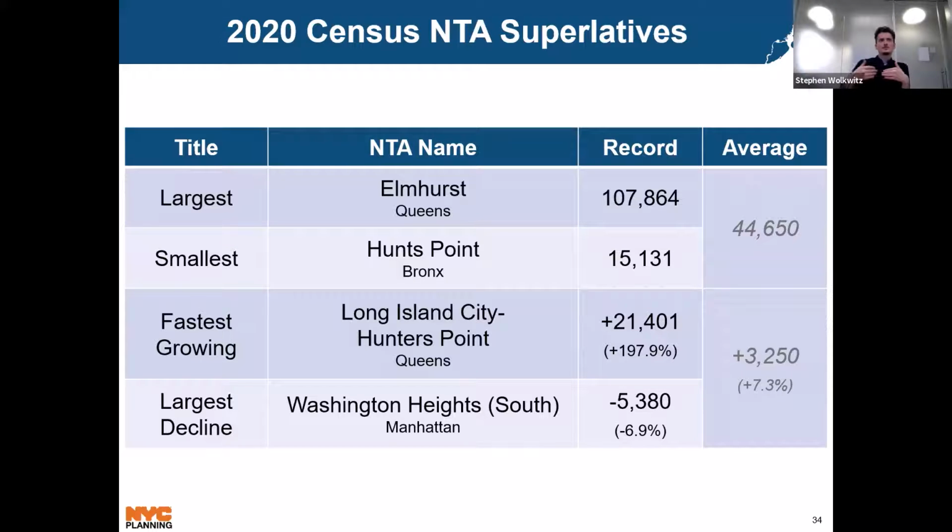And now as far as the fastest growing NTA, I mentioned it previously, Long Island City, Hunters Point, which nearly tripled in size, adding over 21,000 people. That compares with the average population increase for NTAs, which was a little over 7%, or 3,000 people. The largest decline for an NTA was Washington Heights South, the southern section of Washington Heights, which lost over 5,000 people, or nearly 7% decline.